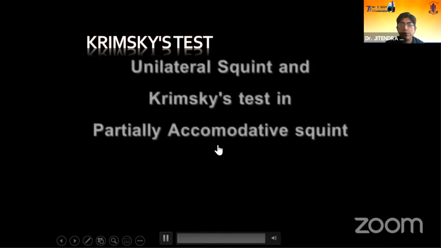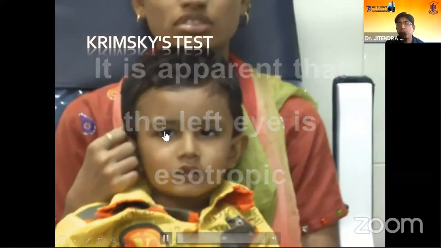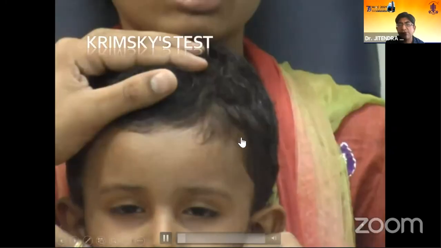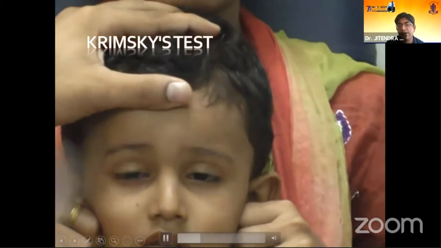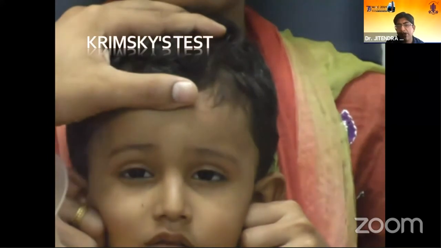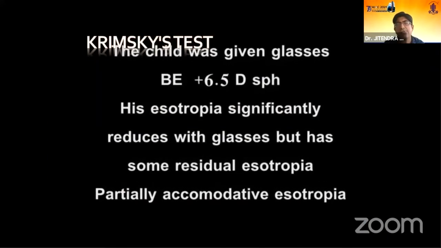Now this is just a small test to show a Krimsky test in a partially accommodative case. This is a child. The mother is holding his ear. You can see that there is a left esotropia. Once you give him glasses, we have covered his right eye, the seemingly fixating eye. The left eye takes up the fixation. The moment we leave it, the left eye goes back, which means that it is a unilateral deviation.